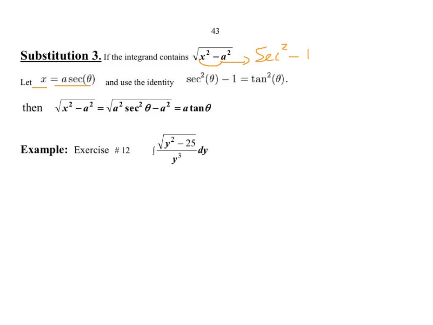And if we do this, the root of x squared minus a squared will become a squared secant squared minus a squared. If we take a squared as a common factor, it will come outside the root as a, and under the root we are going to have secant squared theta minus 1, which is tan squared, and the root of tan squared is tan, so we are going to end up with a tan theta. Which means if we have x squared minus a squared, and if we let x equal a secant theta, then the square root of x squared minus a squared will become a tan theta.